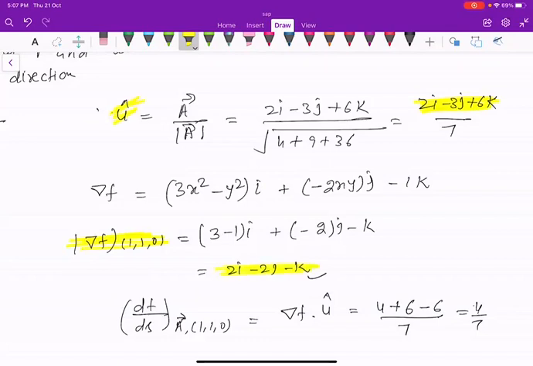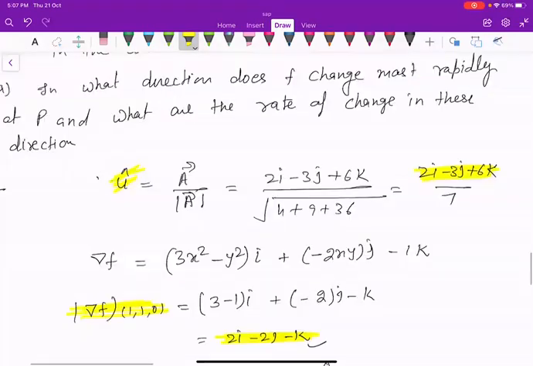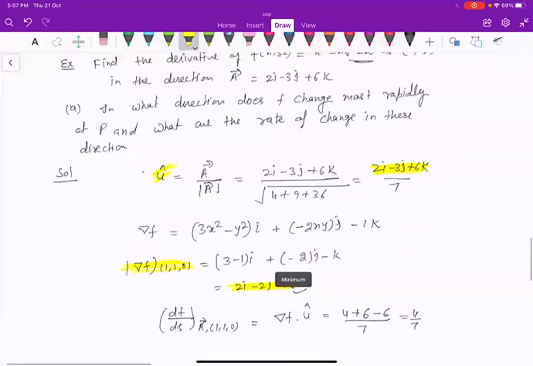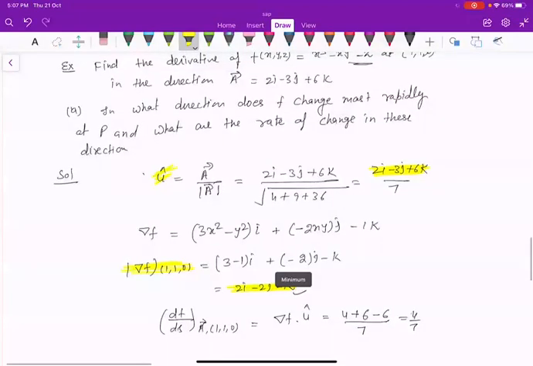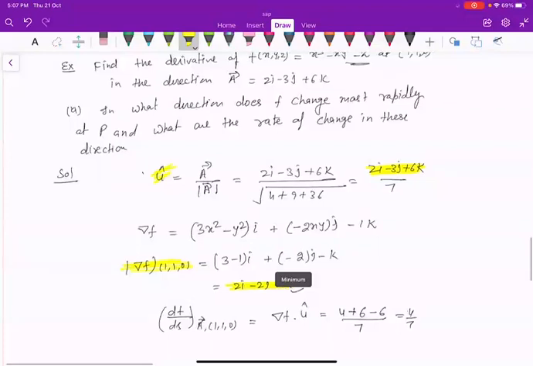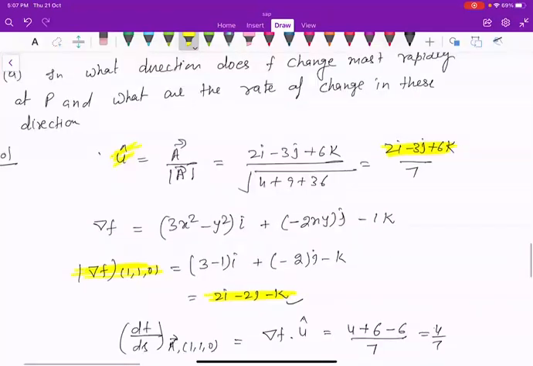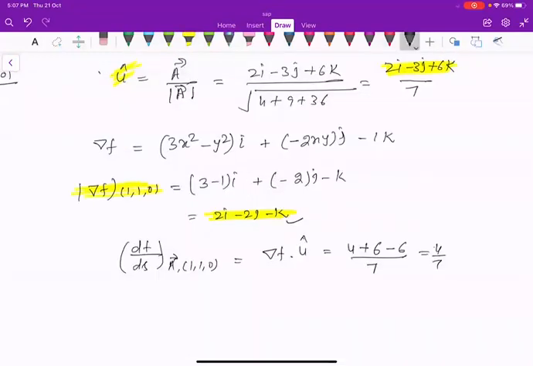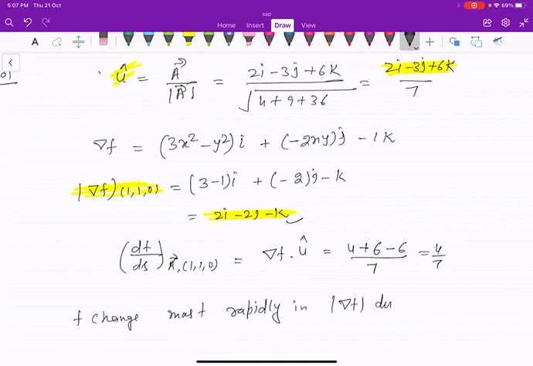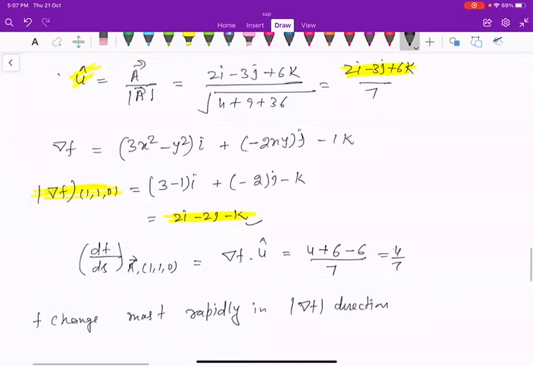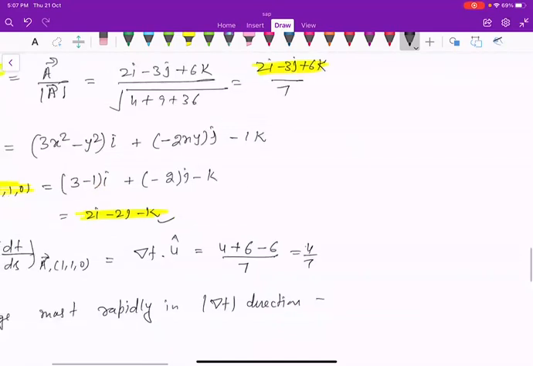Okay. Now next, what is asked in the question? In what direction does f change most rapidly at P? So obviously, it is asked in which direction f changes most rapidly. So we have to compute del f. So f changes most rapidly in the del f direction. Always when it is asked for direction, then we will compute the unit vector.